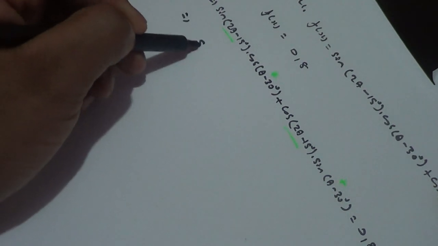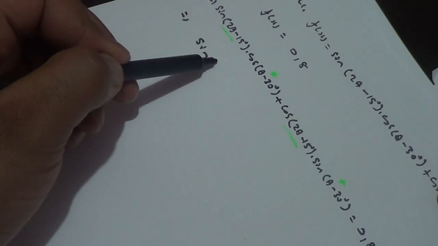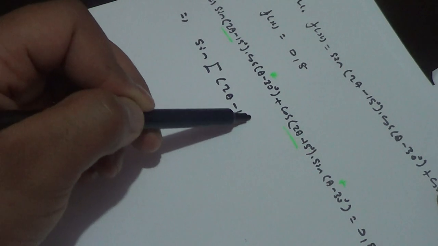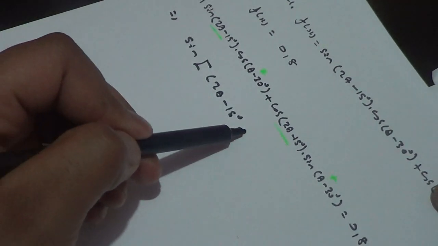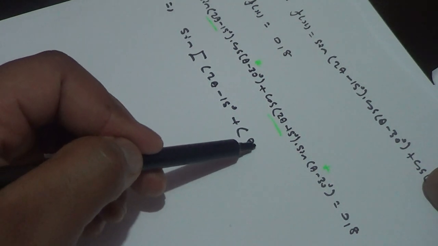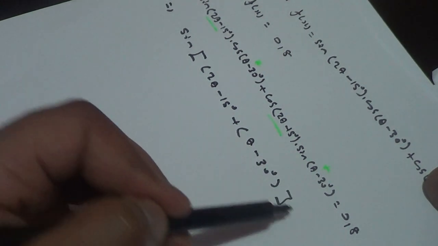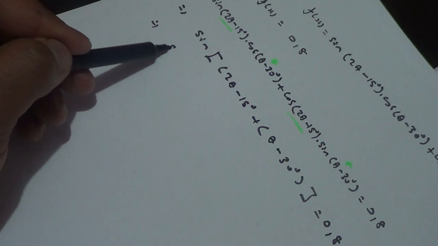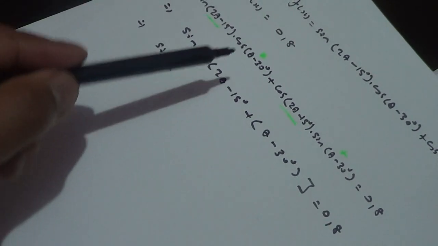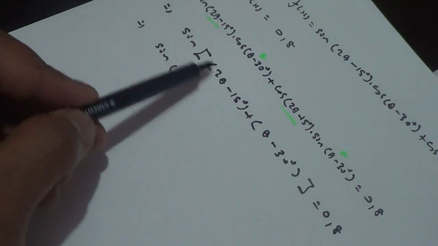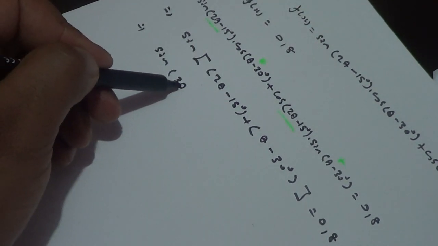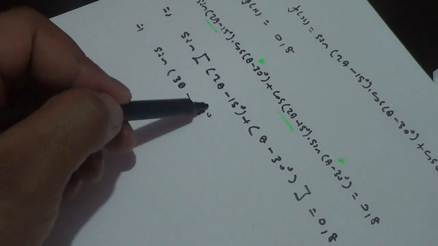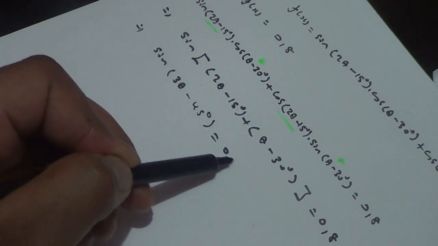So this is the same as sine of 2 theta minus 15 degrees. It's always the first angle. The sine never changes, plus the second angle, which is theta minus 30 degrees. Okay, equals 0.8. So you sort it there. This you can further simplify and say this is sine of, these brackets are as good as non-existent really. So this is 2 theta plus theta, which is 3 theta, minus 15 minus 30, which is minus 45 degrees, is equal to 0.8.